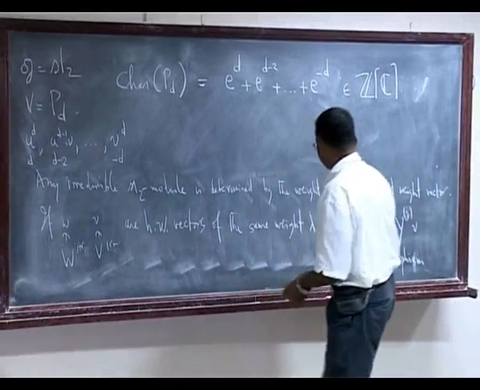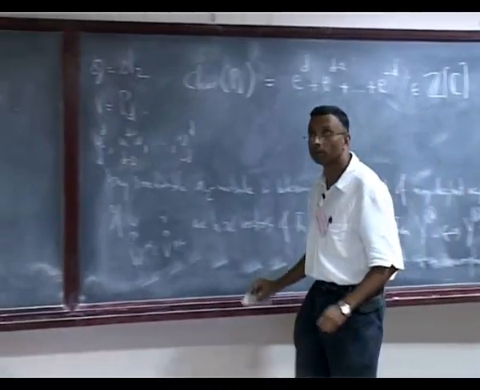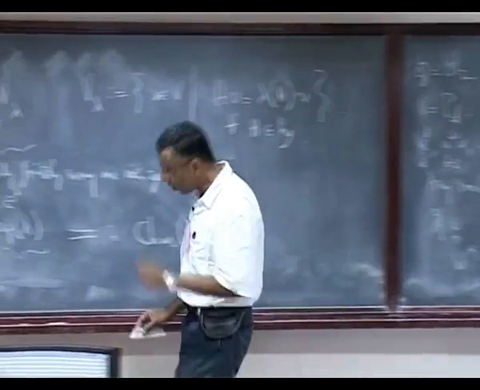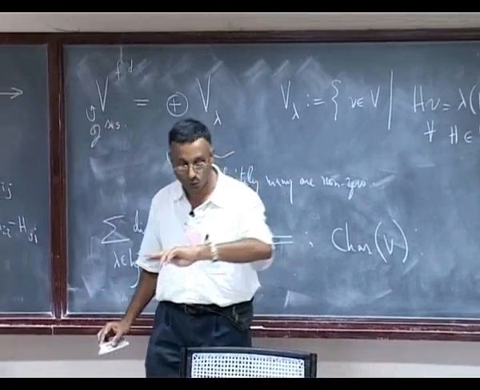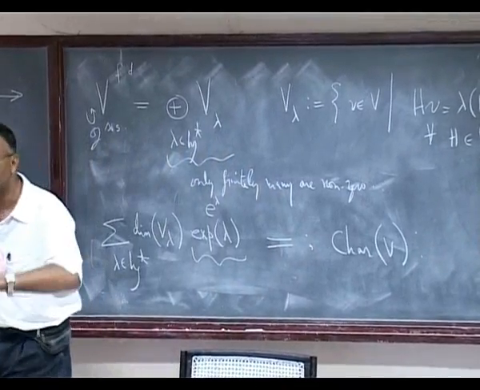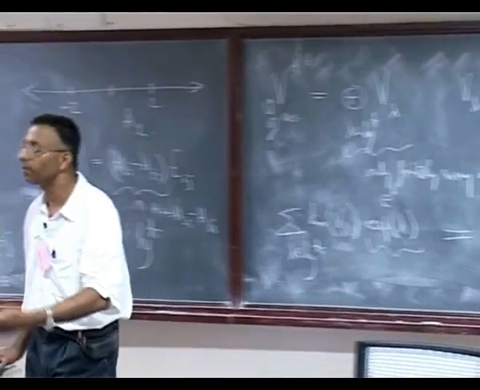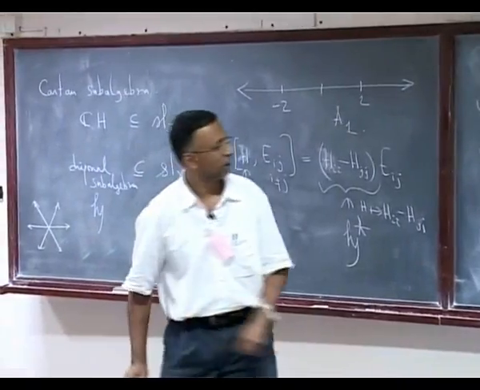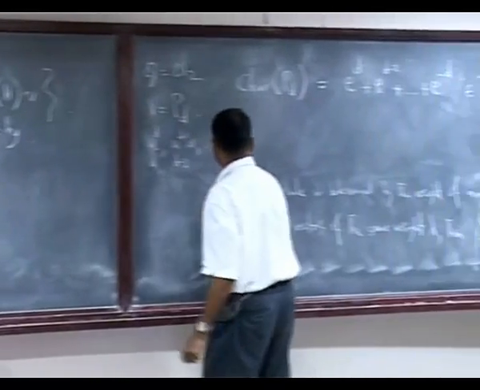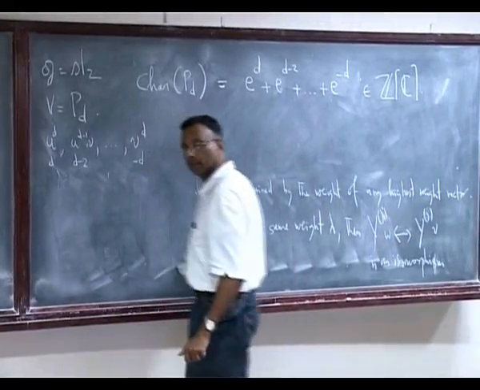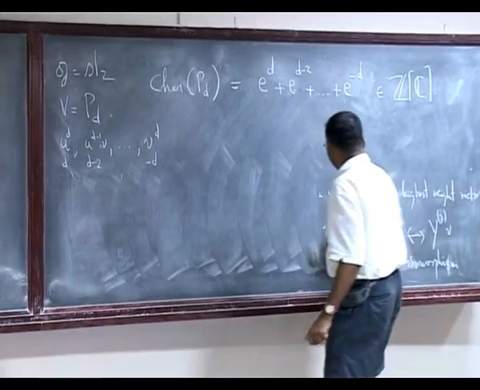The complex numbers are an additive group, but you want to write it multiplicatively, so you use the exponential notation. Call this the character.